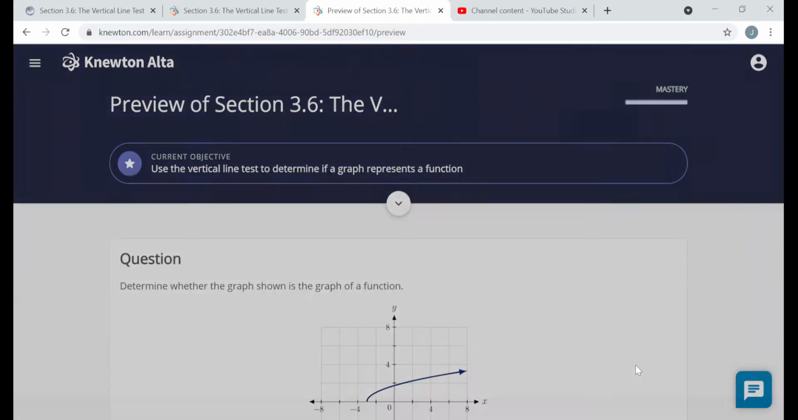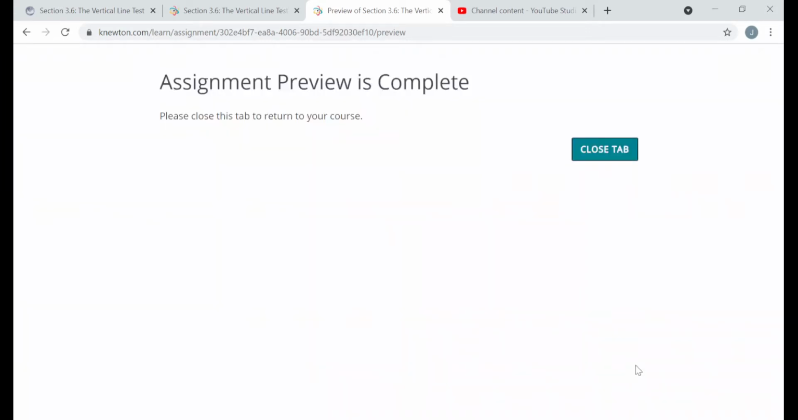Alright, it looks like that's it for the version of the assignment I'm seeing. Again, the version of the assignment I see is not going to be the same as the version you see. But please be aware, the objectives are the same. They're all vertical line test problems here. The way I would approach them would be the same.